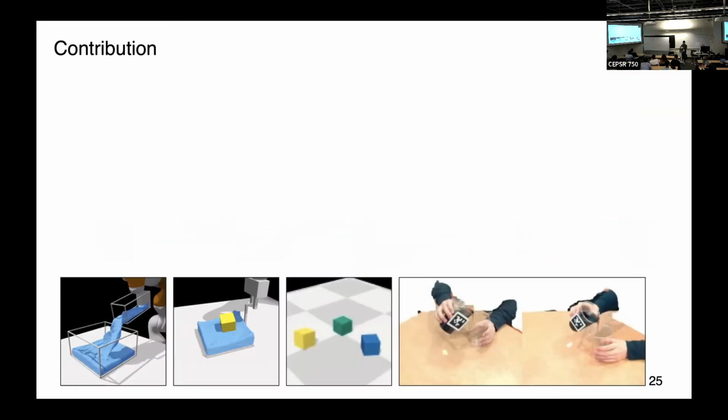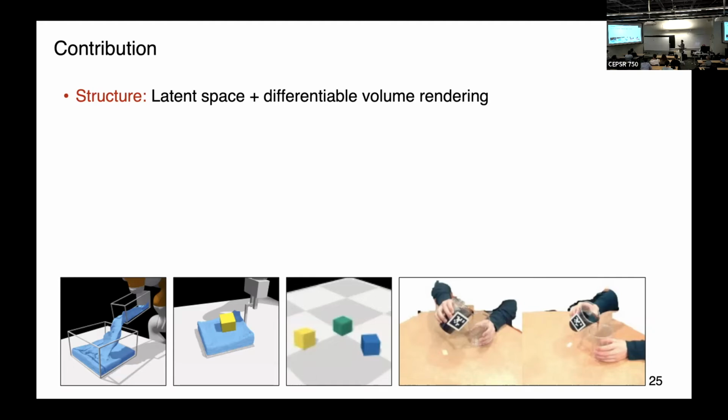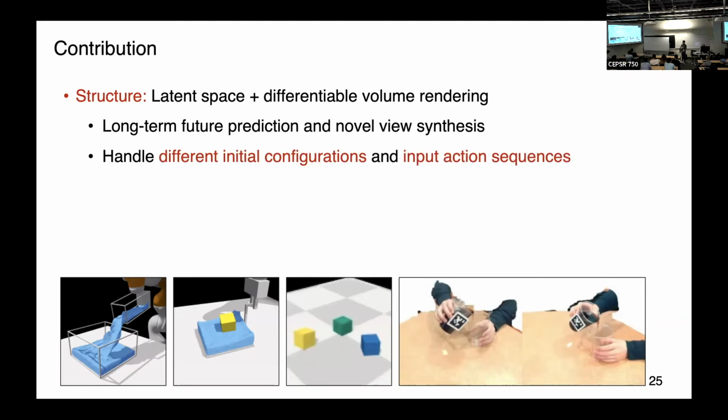Okay, a little bit of recap here. The structure we are using is a combination of a latent space dynamics model plus differentiable volume rendering, benefiting from neural implicit representation. It allows us to do very long horizon future prediction and novel view synthesis. It can handle different initial configurations and different input action sequences, and that is the key to allow us to use this model for model predictive control. It can also generalize to different camera viewpoints, even viewpoints that are outside the training distribution.